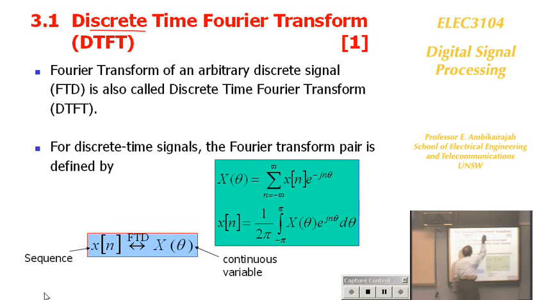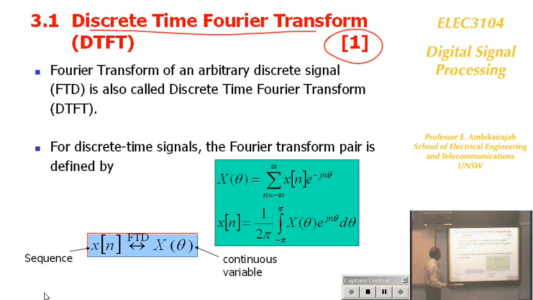So what is the discrete time Fourier transform? I've taken this from your reference book number 1, reference 1. Fourier transform of an arbitrary discrete signal, which we sometimes call Fourier transform of a discrete signal. They don't use this terminology anymore. It's all discrete time Fourier transform. What does that mean? The definition is like your Fourier transform pair for a continuous time signal that I have explained in chapter 2 in part B.